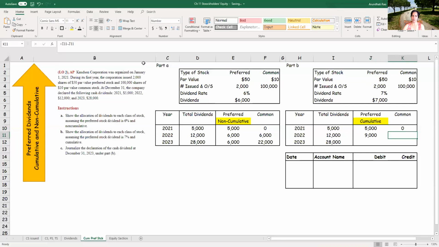How much do the common stockholders get? Well, whatever is left over. In this case, it's $3,000. 12 minus 9 is $3,000. Now, is anything in arrears? Arrears simply means outstanding. Nothing is in arrears.